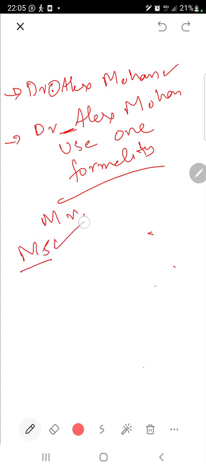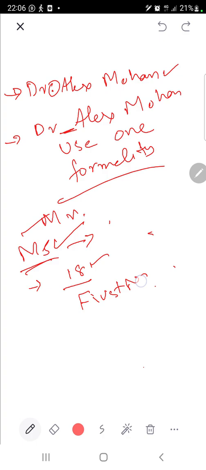Similarly, we use the title Ms. for a girl or woman who wants to hide her marital status, whether she is married or not. If you want to hide her marital status, we can use Ms. And if the person is under 18, for boys, we can use the first name, and the same for girls, right?